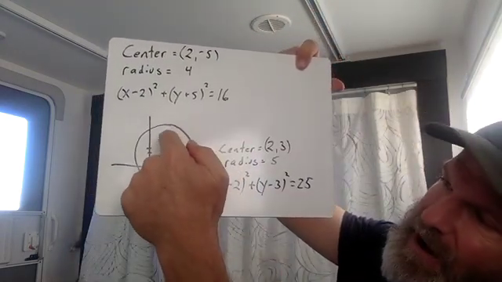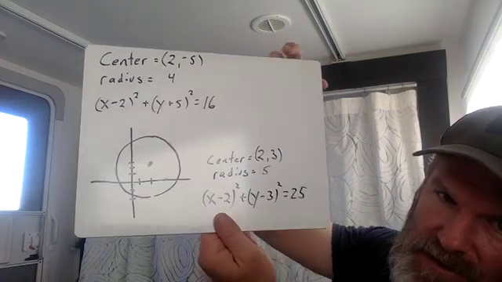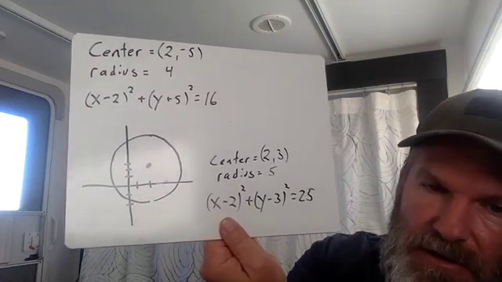So from this graph, that's the equation of the circle, and that's what you're going to have to do tonight on the homework. Shouldn't be too difficult.